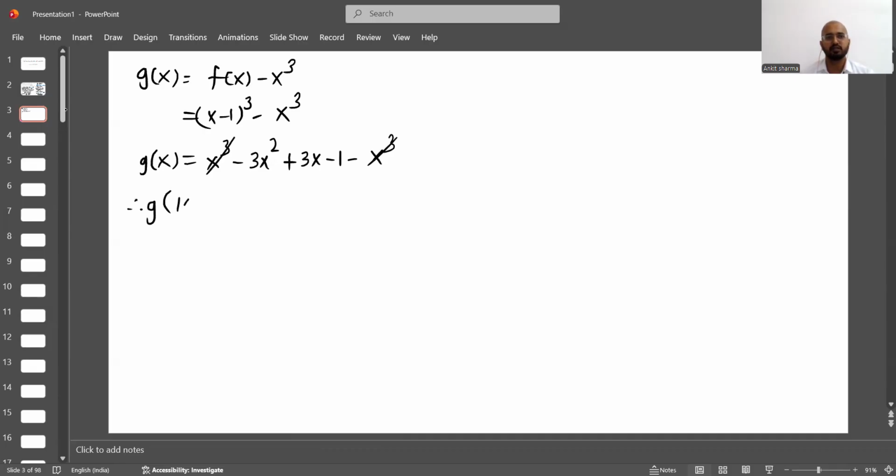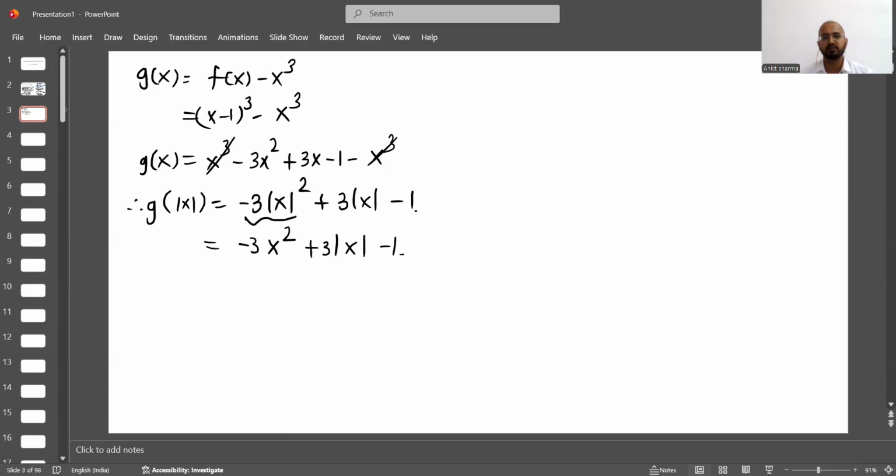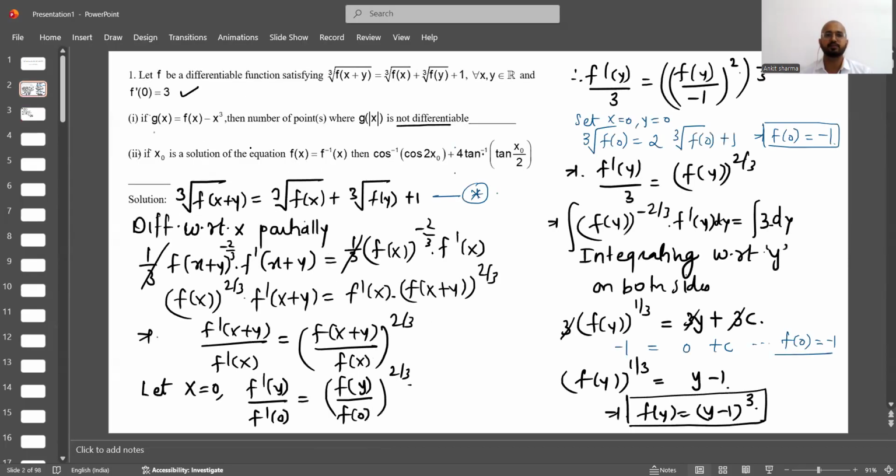So what will be g of mod x? You can plug in mod x at the place of x. So 1 minus 3 mod of x square plus 3 times mod of x minus 3. Now this is minus 3 times mod of x square, which can be written as simply this, plus 3 times mod of x. This is not differentiable at x equal to 0 only. Everywhere else, g of mod x is differentiable. So we have only 1 point for this. So the answer here would be 1.